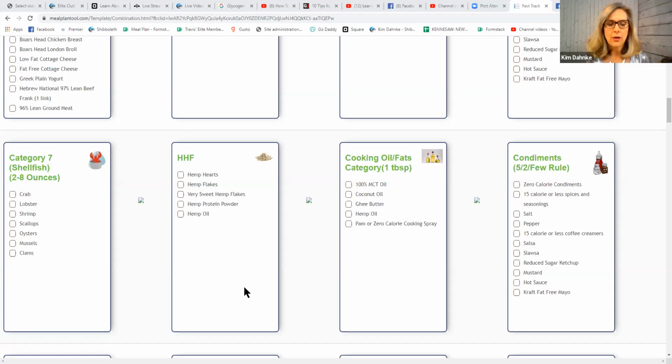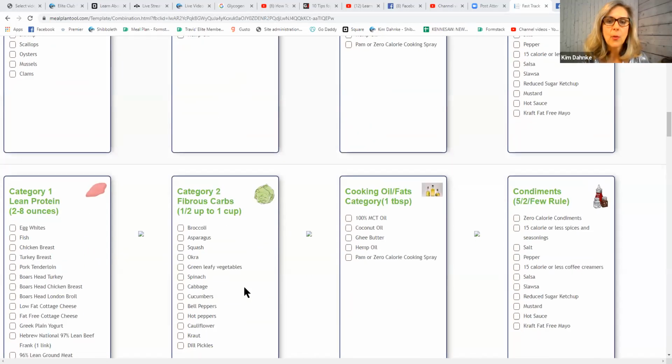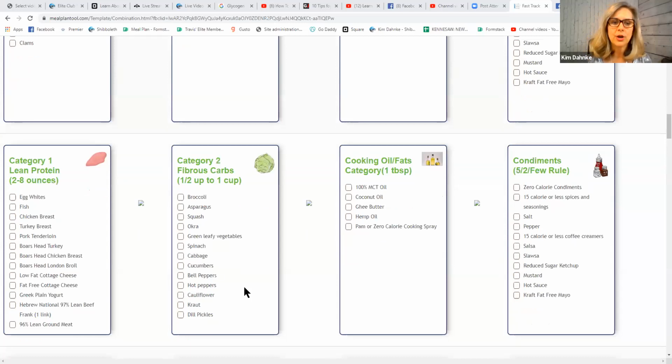Excellent. Okay, so we're going to scroll down just a little bit more. We have a new category here. Our new category is category 2, fibrous carbs. You can have half a cup up to a cup. Now remember, you are still going to be using the 2-hand rule. See, here's what's great about the 2-hand rule. A man whose hands are bigger gets more food than a person who is smaller, okay?